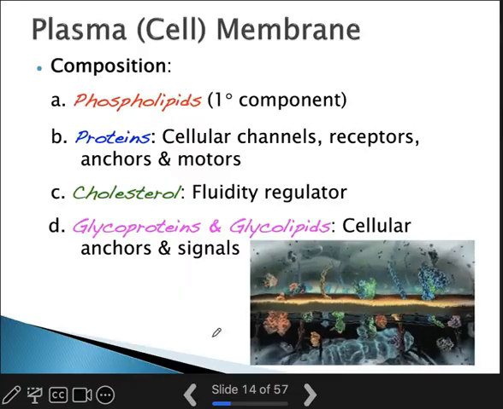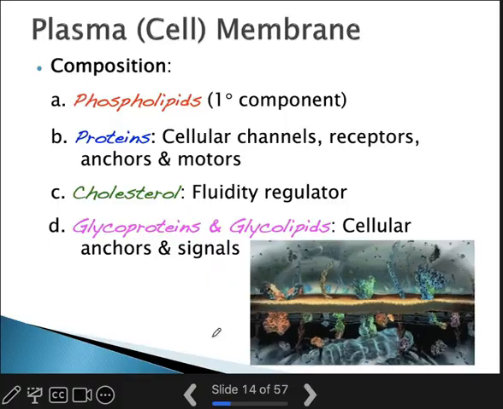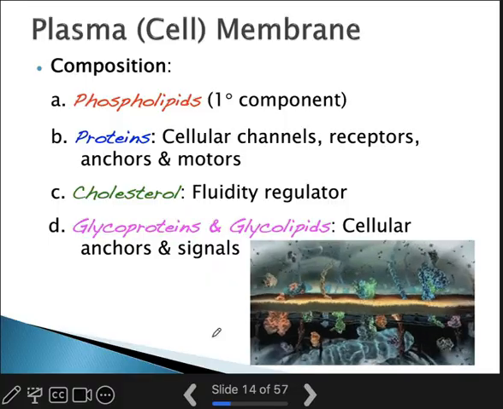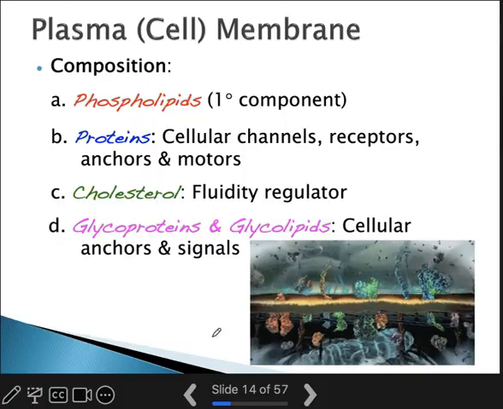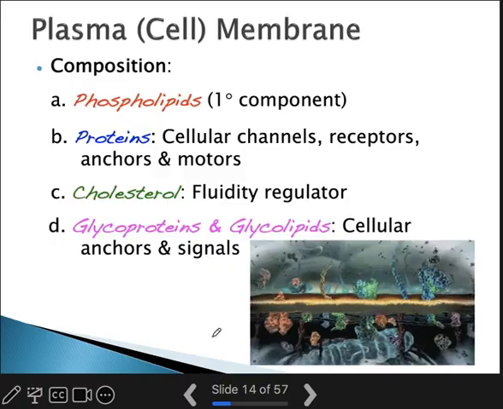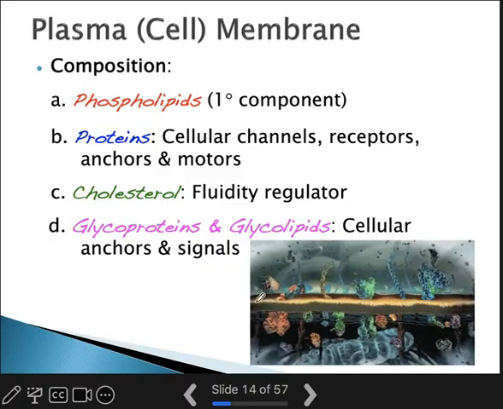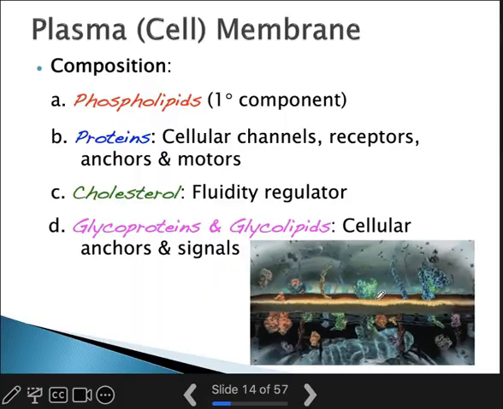Things like cell channels and receptors, anchors and motors. We're going to change the fluidity of the membrane by adding cholesterol, and then provide some additional function by layering in glycoproteins and glycolipids to further enhance things like cellular anchors and cell signals. So this is a nice GIF kind of showing us this phospholipid bilayer.